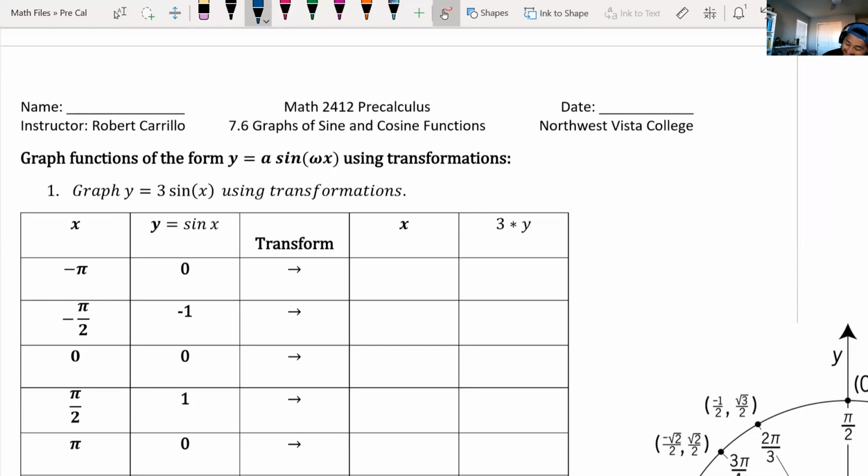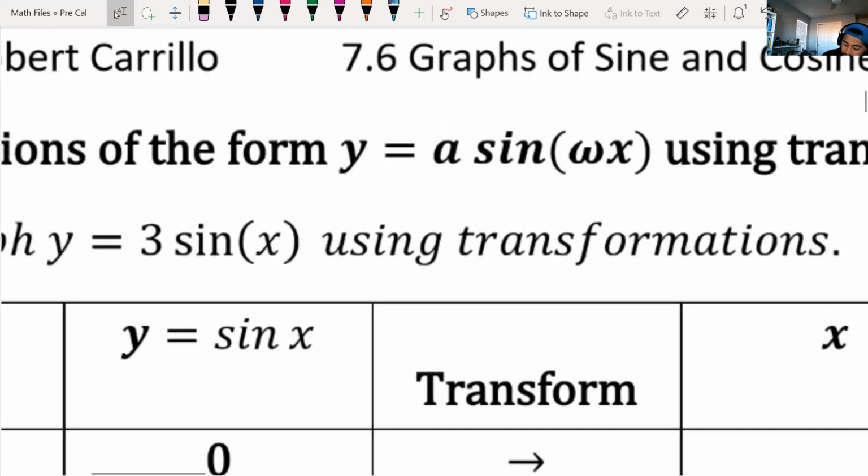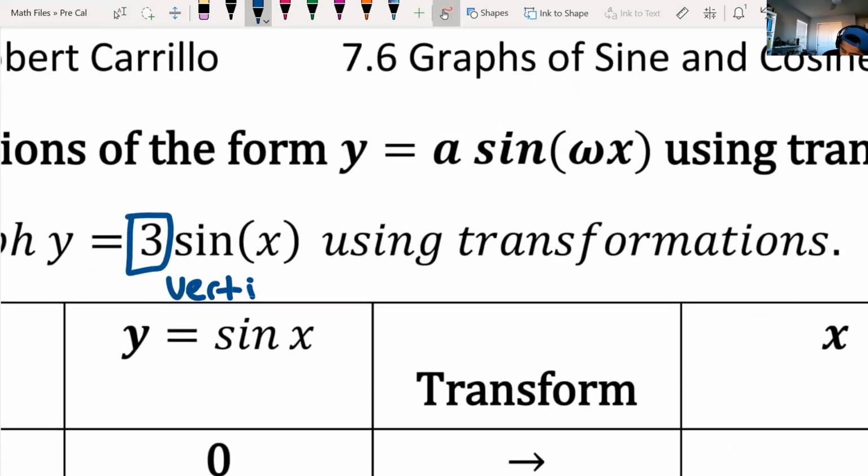Y coordinates? Good, y coordinates. Because it's on the outside of the function, right? So anything that multiplies a function will affect your y values. So this means that 3 is going to be considered a vertical stretch. So that 3 in front is a vertical stretch. Maybe I could zoom in and write that. This is a vertical stretch.